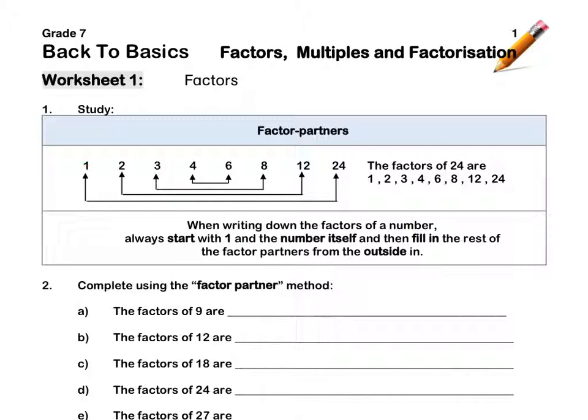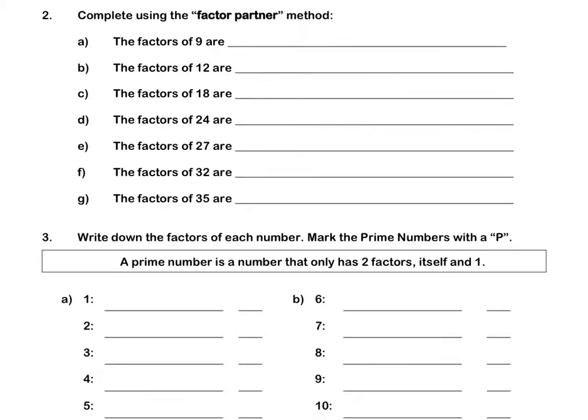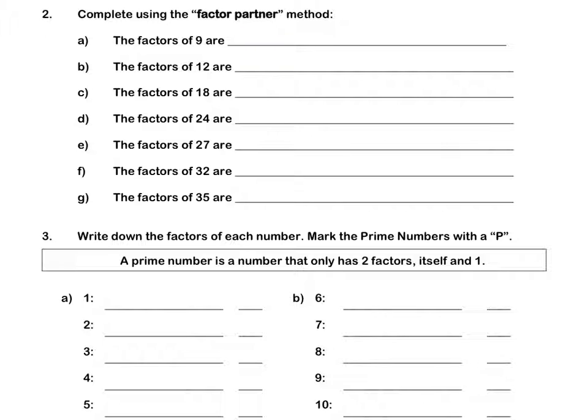So 1 times 24 is 24. And then fill in the rest of the factor partners from the outside in. 2 times 12 is 24. So 2 and 12 are factor partners. 3 times 8 is 24. And 4 times 6 is 24. Question 2. Complete using the factor partner method.